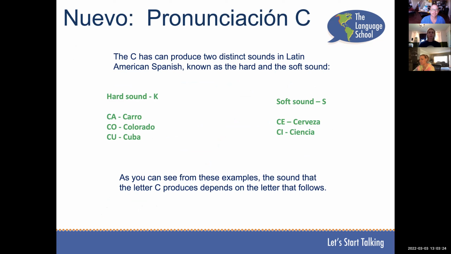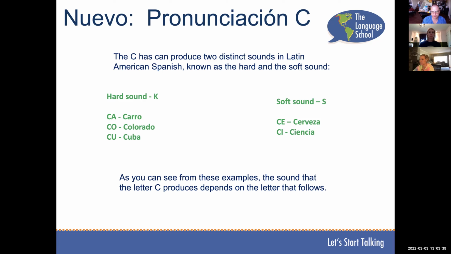Okay. All right, let's talk about la letra C. C can produce two unique sounds in Spanish. The first one being the hard sound, which sounds like our K.